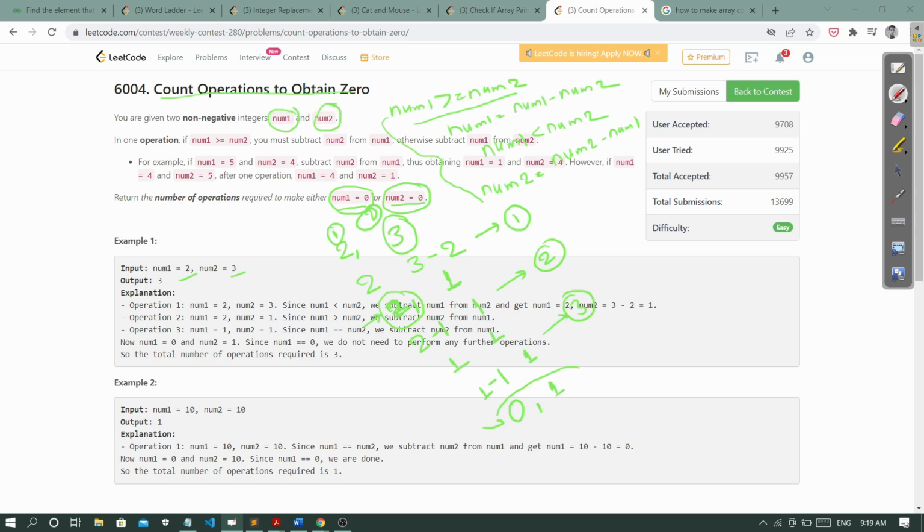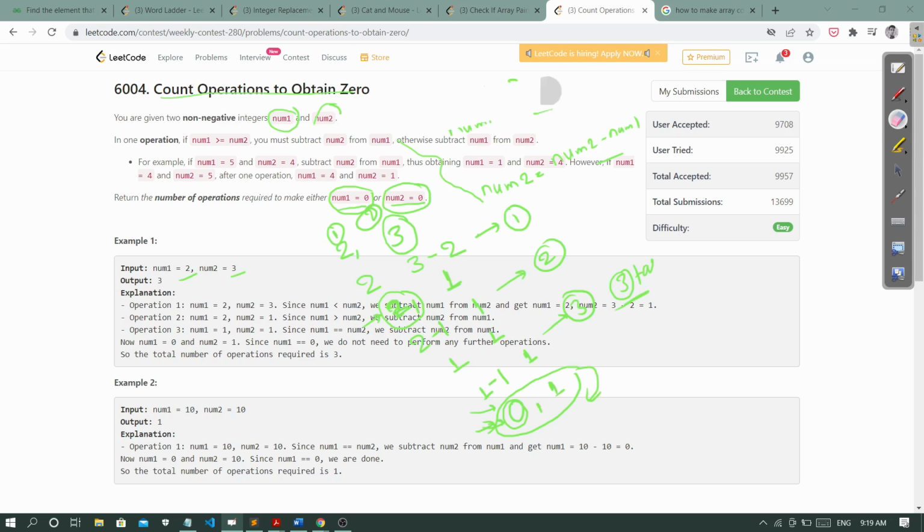So we do this operation, num1 minus num2 and num2 minus num1, till either of the numbers hits 0. So at this position num1 becomes 0, so we return from this condition. There are three steps required to convert this, so we have to return 3.